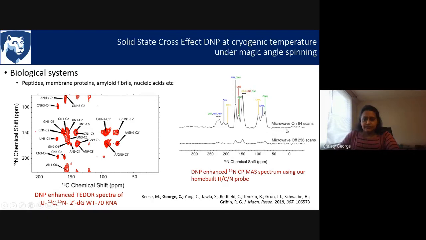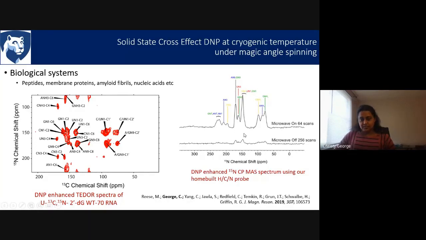So this is one of the studies that we have done using our home-built probe, an RNA sample. These RNAs have these nucleic acids, and you can see that this is a microwave on-off comparison. When the microwave is off, the standard NMR spectrum does not show many signals, but when the microwave is on with DNP, we are able to see all the nitrogens on all four nucleic acids in the RNA.